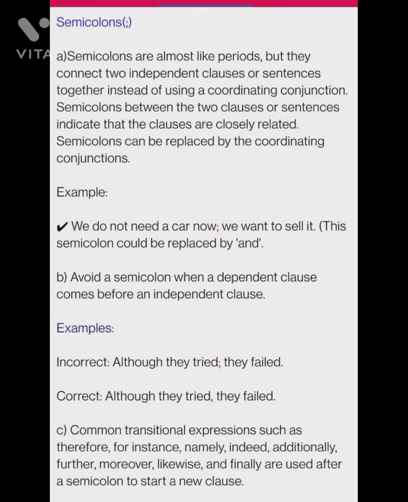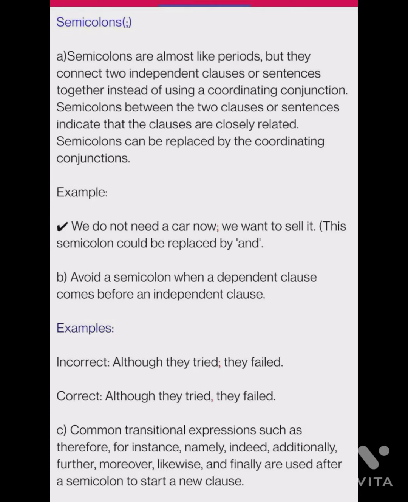Avoid a semicolon when a dependent clause comes before an independent clause. Example, incorrect: Although they tried; they failed. This is an incorrect sentence. What is the correct sentence? Although they tried, they failed. Here the comma is used. So this is how we use it. Common transition expressions such as therefore, for instance, namely, indeed, additionally, further, likewise, finally, are used after a semicolon to start a new clause.